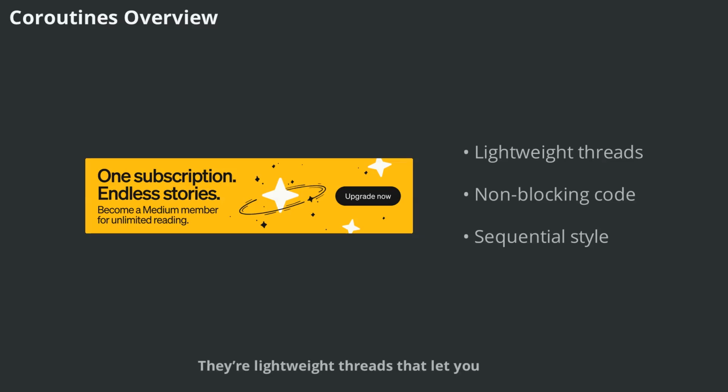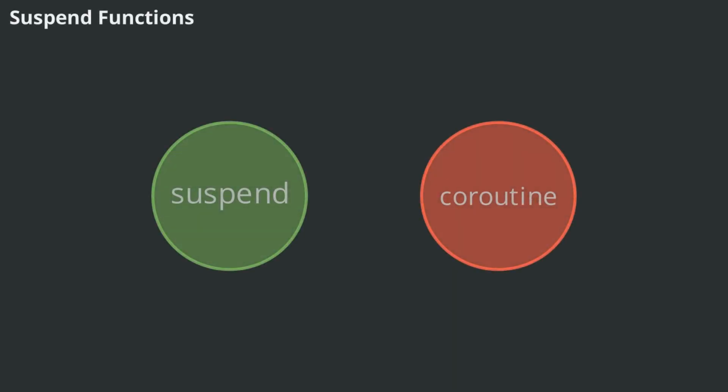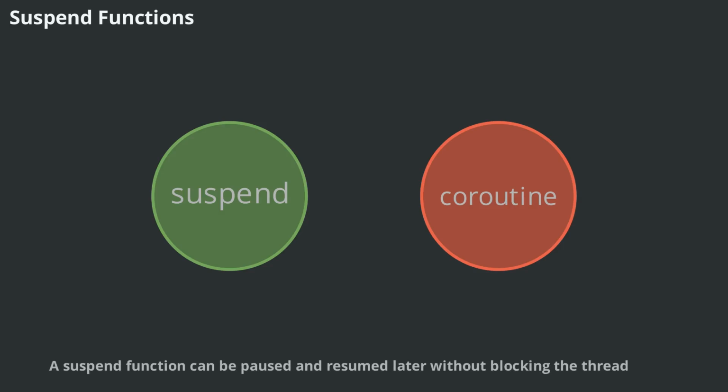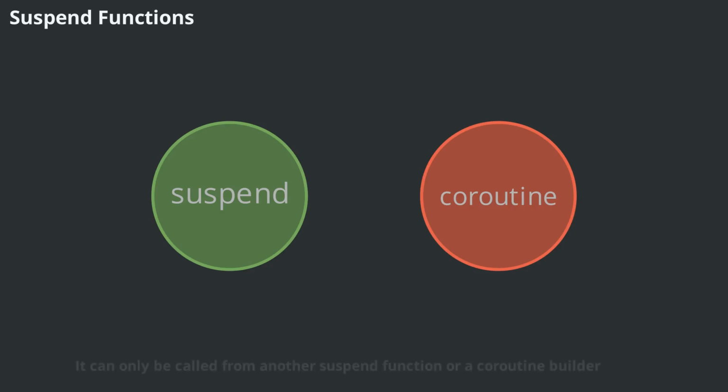They're lightweight threads that let you write non-blocking code in a sequential style, avoiding callback hell. Use coroutines for network calls, database queries, and parallel processing. A suspend function can be paused and resumed later without blocking the thread. It can only be called from another suspend function or a coroutine builder, forming the building blocks of coroutines. This enables efficient asynchronous programming.